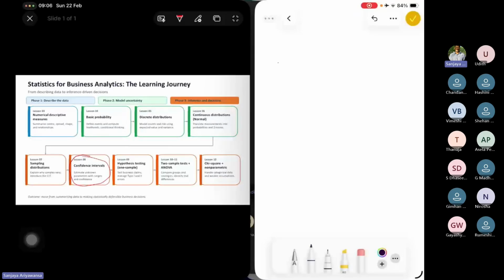Today we will finish this particular lesson on confidence intervals. Then we will go into hypothesis testing, and we'll finish that. We'll do the one sample test, and there's another one in two sample tests in lesson 10, so we'll do that as well. There's a lot of content to be covered today.